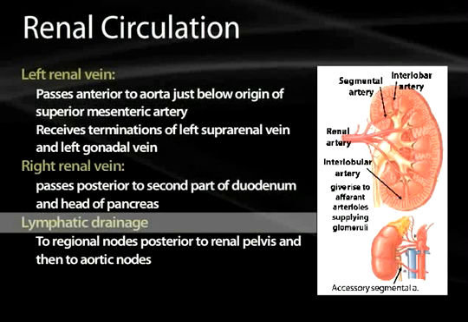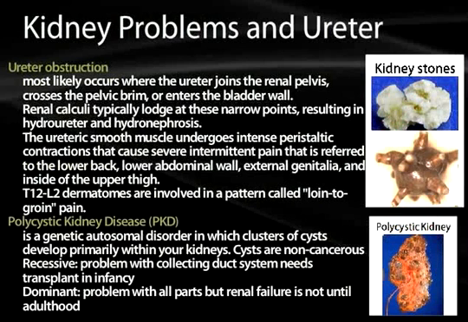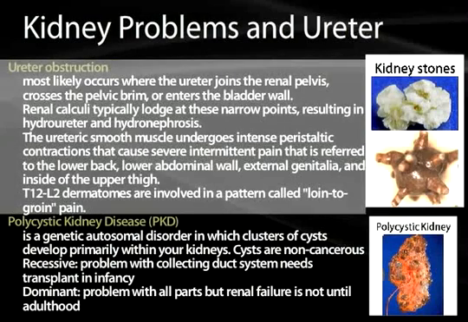The lymphatic drainage of the kidneys goes to regional nodes and posterior renal fascia and pelvis, and then it will go to the aortic nodes. As far as problems with the kidney, the stones are probably one of the most common, and there can be ureteric obstruction as a result of these stones. Renal calculi will typically lodge in these narrow points, resulting in hydroureter and hydronephrosis, which will back the kidneys up and can potentially shut them down.